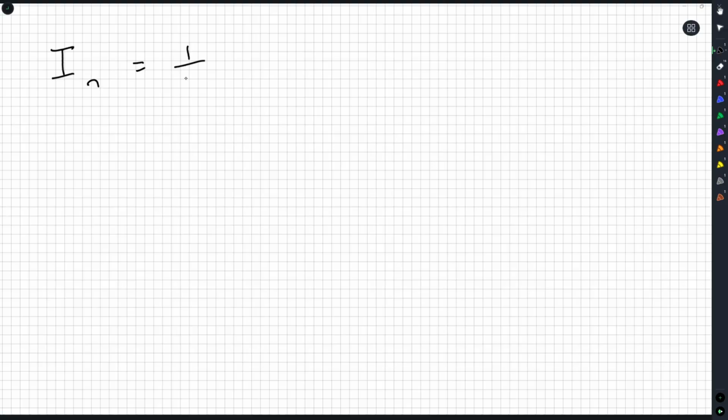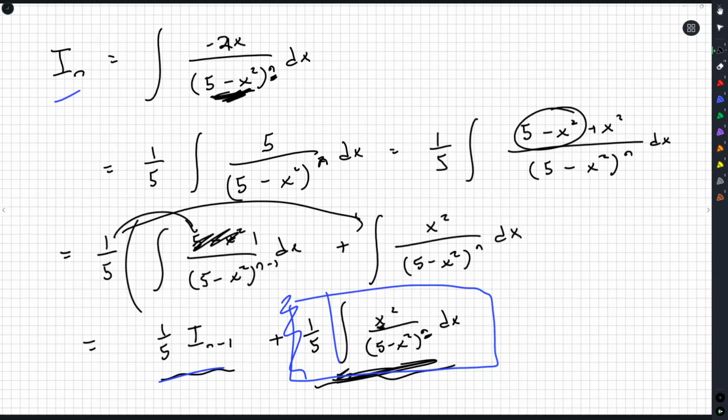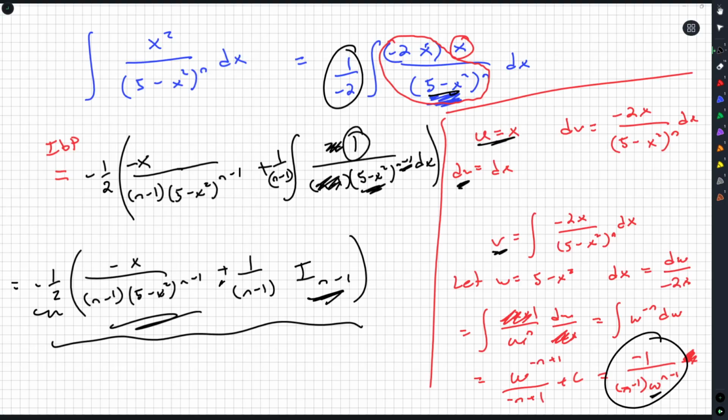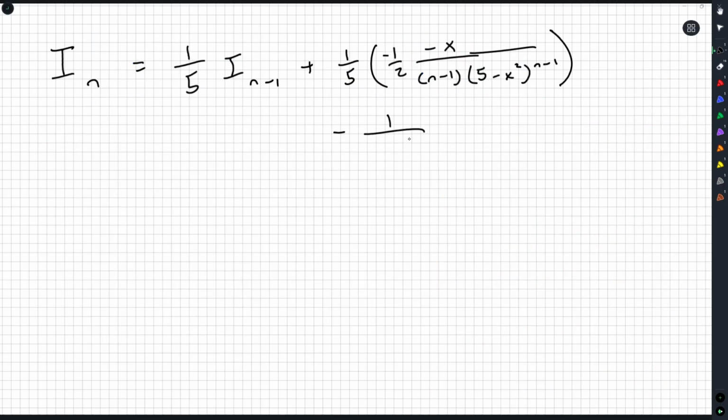I n was, don't forget that 1/5. So 1/5 I n minus 1. Was it minus or was it plus? Plus 1/5 times this other stuff. So minus 1 over 2 times the minus x over n minus 1. We'll clean all this up in just a moment. Okay. So that, and then minus 1/2 times plus, so it'll be minus again, minus 1/2 n minus 1, and then it was I n minus 1, right? There we go. So, let's not forget that 1/5 as well. So it'll be actually over 1/10. So we're nearly done. We are nearly done this one.